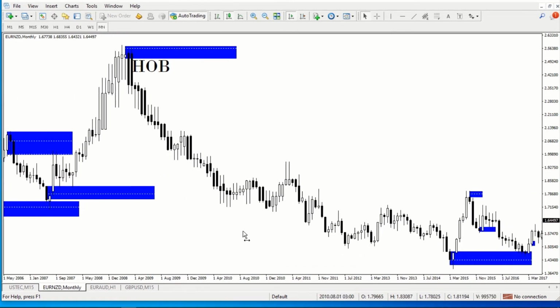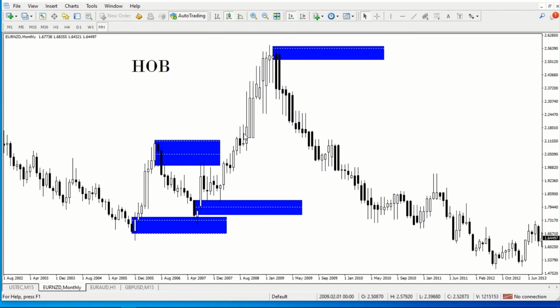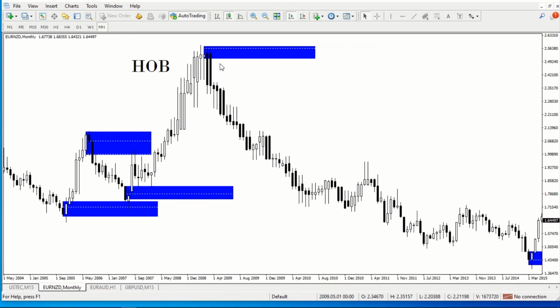This is one. Another one at the top there, you will see just after the price left the high probability order block level, it made a momentum swing low. That shows how effective that order block was. One too is here, another one too is here. Just after this level, price went bullish.